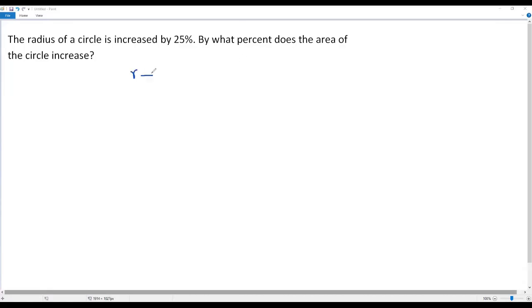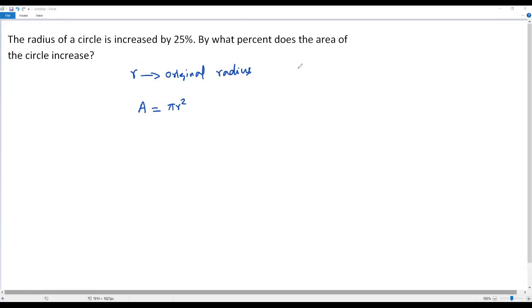Okay, now let me assume R as the original radius. Let me write the stuff over here. R as the original radius. In that case, the original area is, we can use the formula that is pi r square. Here R represents the radius. Okay, now we have to increase this original radius by 25%.